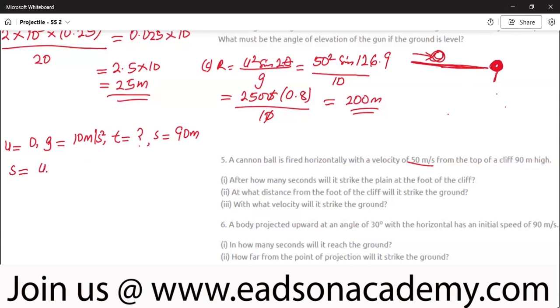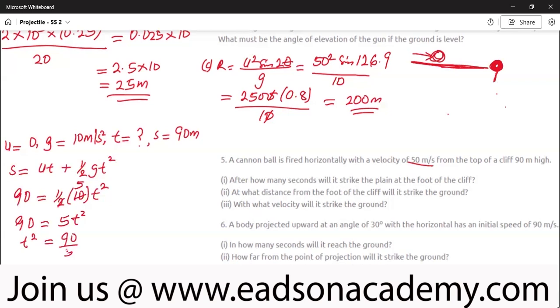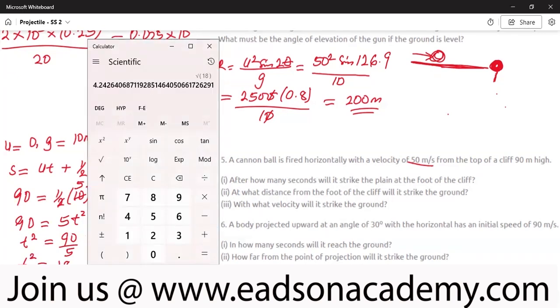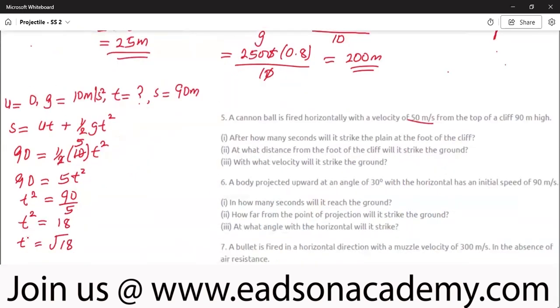That is s equal to ut plus half gt squared. And u is zero, so the whole of this is zero. So 90 equals half times 10 times t squared. 90 equals 5t squared. Dividing both sides by 5, t squared is equal to 90 divided by 5, which is 18. The t squared is 18, which means t is the square root of 18. And what is the square root of 18? 4.24. So the time taken is 4.24 seconds. That is question 1.